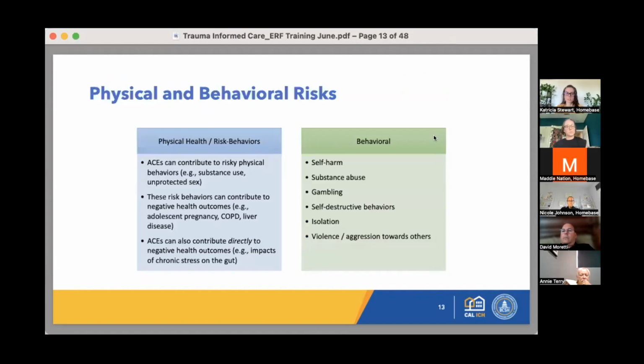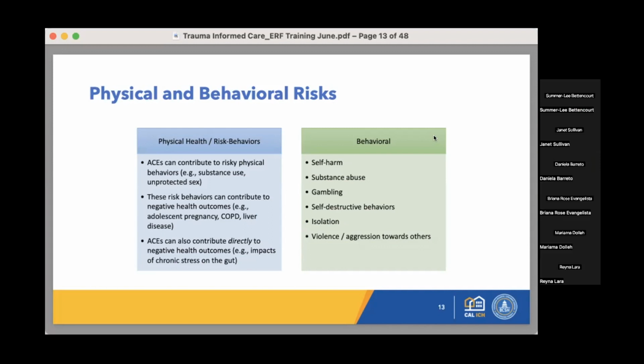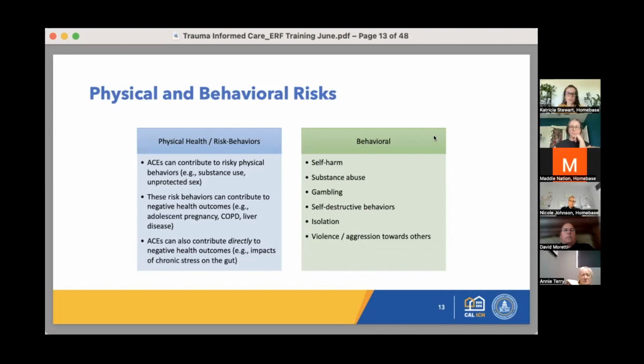So first, let's talk about some of the physical and behavioral risks associated with trauma. Physical health and risk behaviors can include things like being more likely to engage in substance use or unprotected sex, which can contribute to other negative health outcomes like adolescent pregnancy. And ACEs can also contribute directly to negative health outcomes through the impacts of chronic stress on the gut, for example. Some of the behavioral risks include self-harm, substance abuse again, gambling, self-destructive behaviors, isolation, things like that.